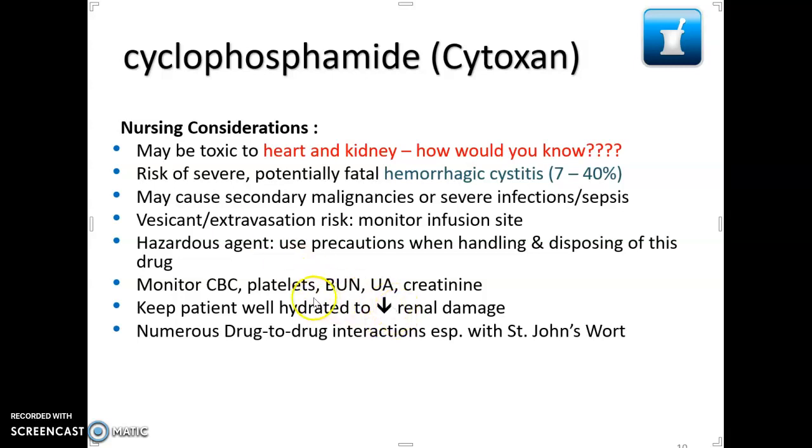You want to monitor CBC because it causes bone marrow suppression, like most chemotherapies. Platelets, BUN, UA, creatinine. Again, we're measuring those renal pieces because it can cause kidney toxicity. Keep the patient well hydrated to decrease renal damage and bladder damage. So we would not think it unusual to give this patient a liter or two of fluid before they ever get the drug. And then there's numerous drug-drug interactions.